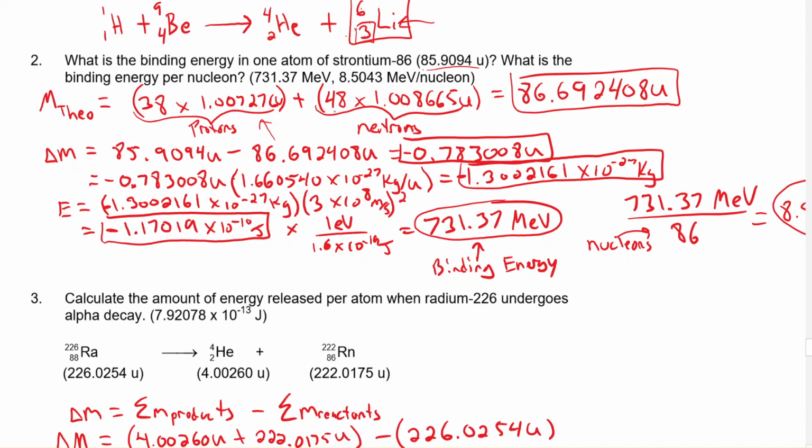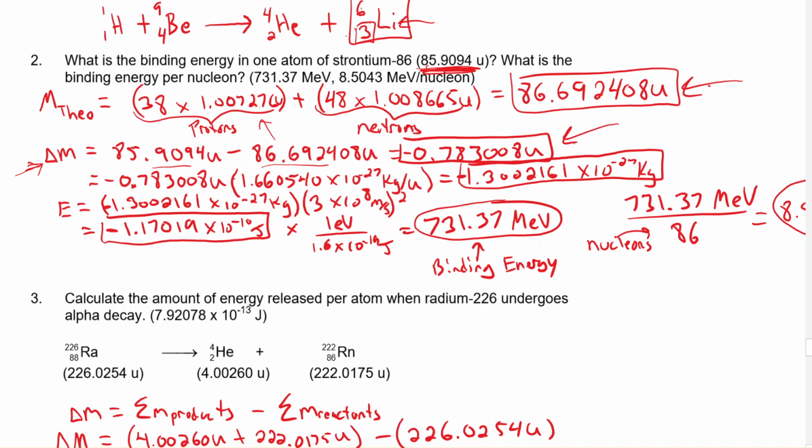So 48, so you've got 48 neutrons. So in the end, theoretically, this thing should have a mass of that. Then the mass defect, my change in mass, would be what the mass actually is minus my theoretical. So I end up with a difference of negative that. So I was missing that much.